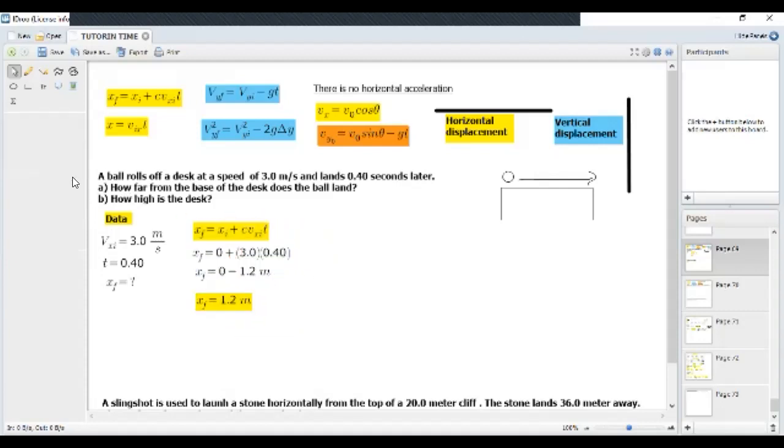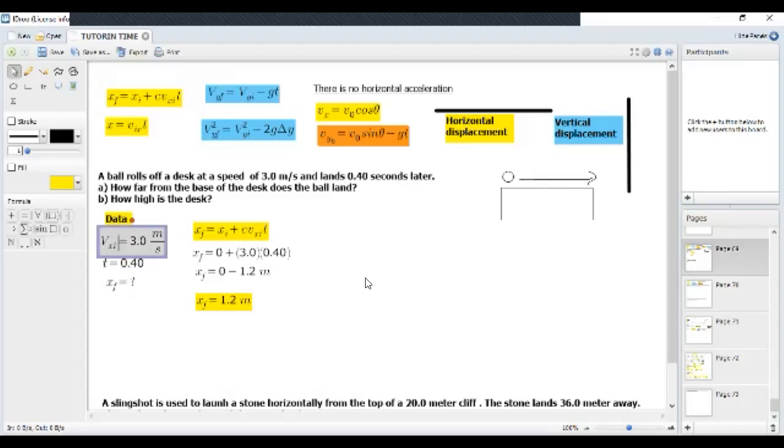Now we need to work with letter B. How high is the desk? It's asking you for height. In the problem, we only have the velocity and the time. So what you need to do is identify what information we can use. But remember that we cannot use this velocity because it's in the x.